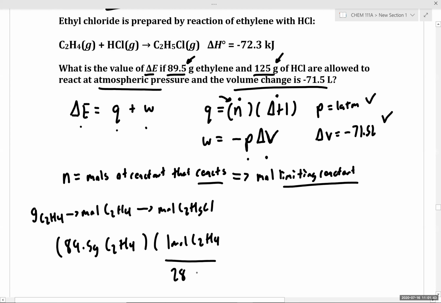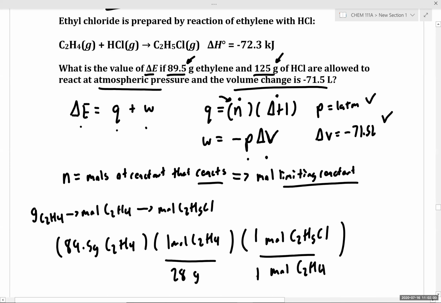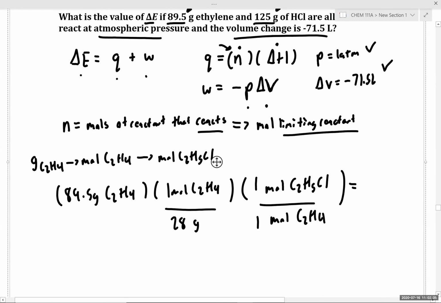28. Yep, exactly right. Now how many moles of ethyl chloride do we make per mole of ethylene? What is our mole to mole ratio? 1 to 1, perfect. So for our expected yield of ethyl chloride, we have 89.5 over 28. And that in turn gives us 3.20 moles of ethyl chloride.